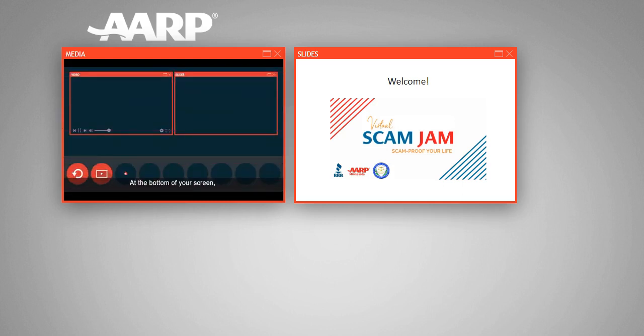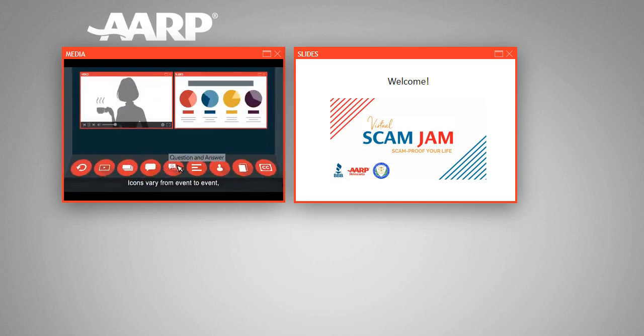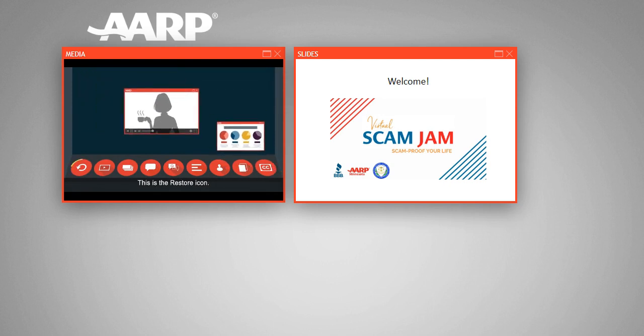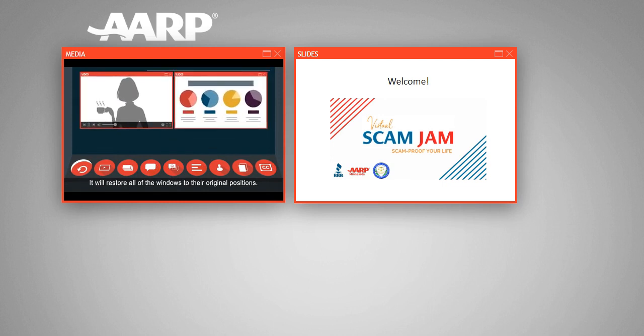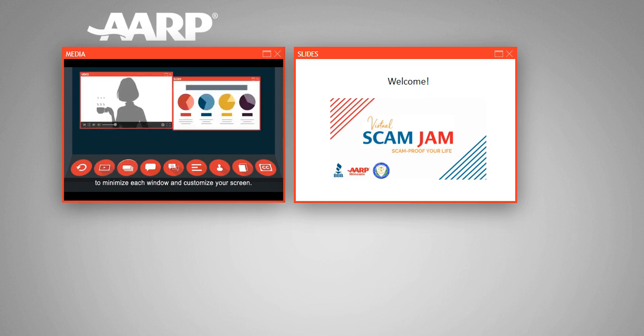At the bottom of your screen, you'll see a row of icons, each with a unique function. Icons vary from event to event, so you may see some or all of the icons covered in this video. This is the Restore icon. It will restore all of the windows to their original positions. The video and slides icons allow you to minimize each window and customize your screen.